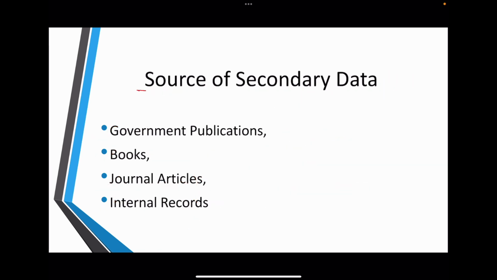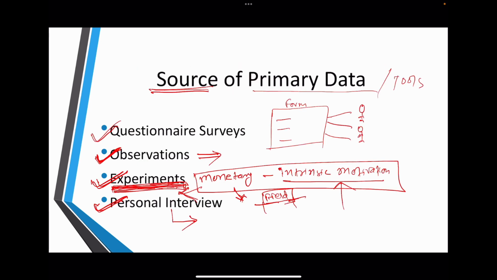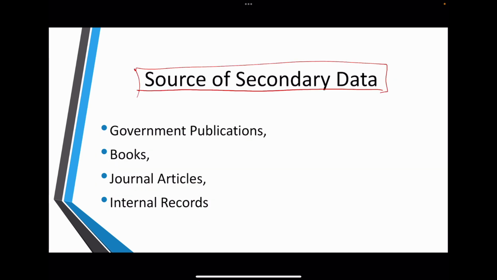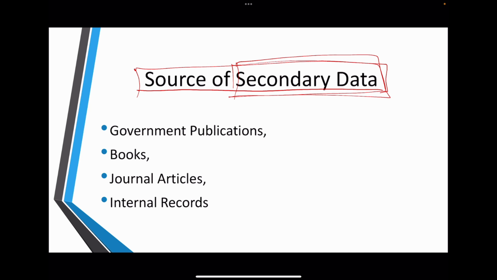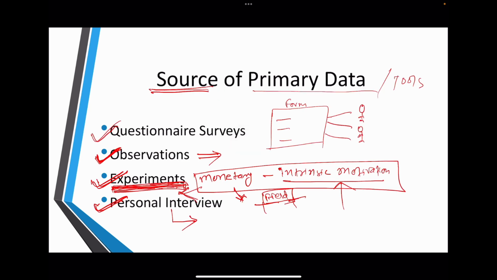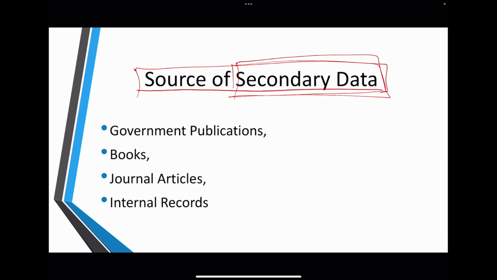Let's talk about sources of secondary data. Remember that all the data that has been obtained using sources of primary data will be secondary data for you if you did not collect those primary data. Let's say you collected these primary data, and I'm going to use these data for my research. That means all these data are secondary data for me. So that is one thing.